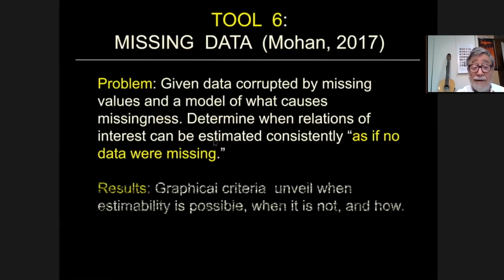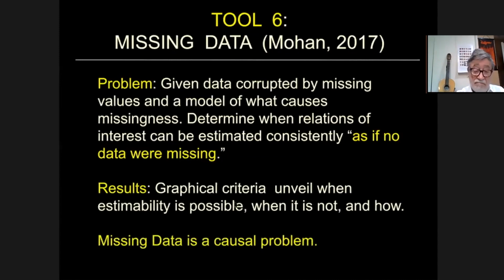So I'll summarize it by saying that the result is a graphical criterion that unveils when estimability is possible, when it is not, and how. And interestingly, missing data is a causal problem. It's not a statistical problem. It's one of those discoveries that was shocking to us, because we still believe that many of the so-called statistical problems are really causal problems in disguise.